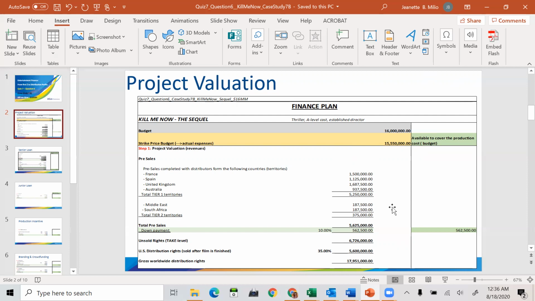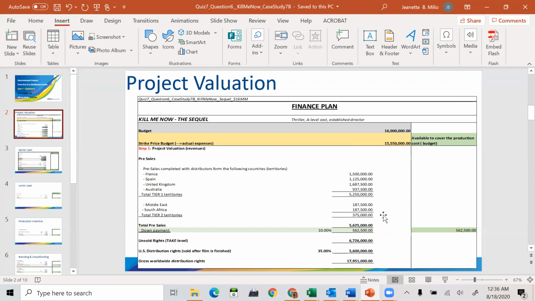Now, for the tier 2 territories, you're selling the Middle Eastern rights for $187,500 and the South African rights for $187,500, and together you get to $375,000 at the tier 2 level. So your entire pre-sales is going to be $5,625,000 in this case, and your down payment is 10%. None of this has changed in relation to the case study in the module, which is available to you as a step-by-step video as well.